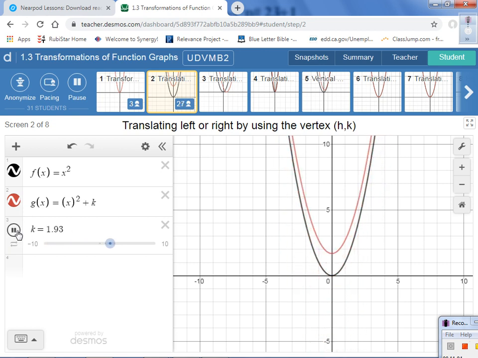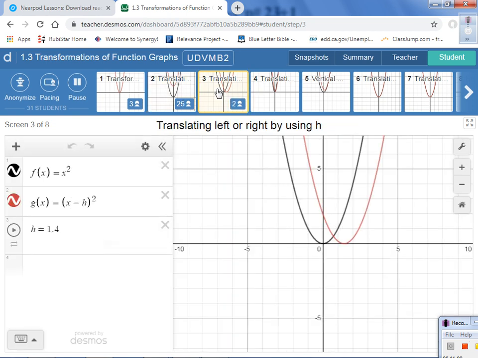All right? Next, I'm going to pause that. Let's go to the third slide. I said, all right, the following day, we're no longer in k. Now I'm going to introduce a new variable, which is h. Tell your neighbor what h does to any function once it's inside the parentheses. Everyone, what does it do? Left to right or right to left. That is correct. So if you press play here, look what it does. It goes from one side to the other side. Yes, that is correct.